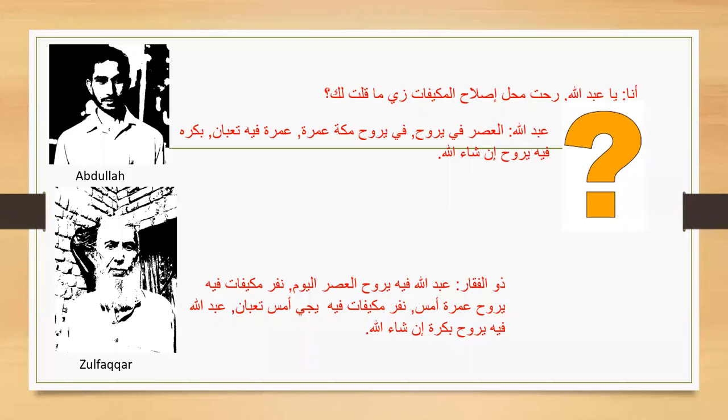Now, I think you agree with me that the second message was a lot clearer than the first message. Now, why is the second message a lot clearer? The answer is simple: because Zulfikar used complete sentences and Abdullah did not use complete sentences.